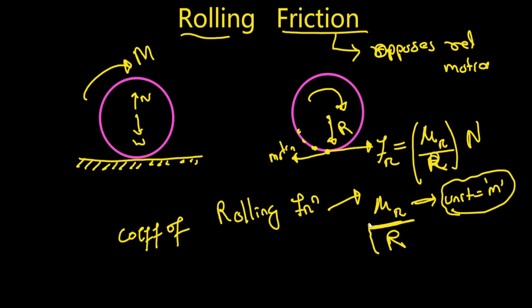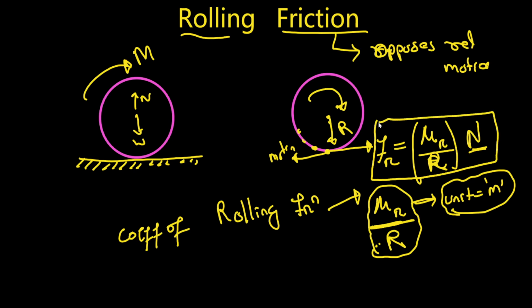So in this situation, this is the coefficient mu s, this is mu into n. Okay, so this is the formula for calculating rolling friction. Why is it like this? Because in sliding there is a big contact area. Here you can see the contact area is a point. In 3D this point will be like a line, so there is less contact area.